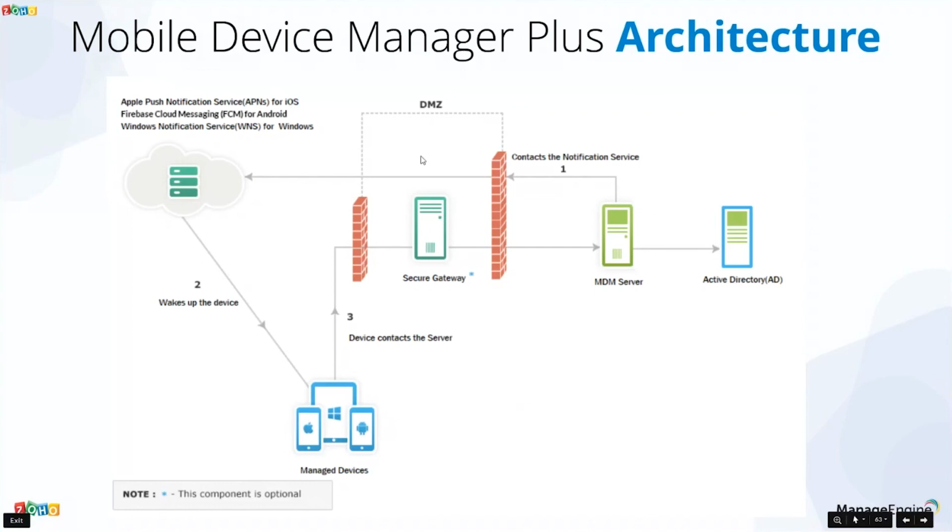And as Cyril has already explained about the secure gateway, if you don't want to expose your internal on-premise MDM or Desktop Central server, you can place a secure gateway component in your DMZ zone so that the internet devices will only reach the secure gateway, which then redirects the communication internally.